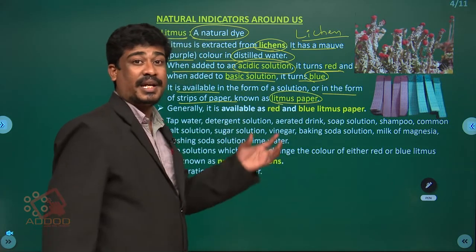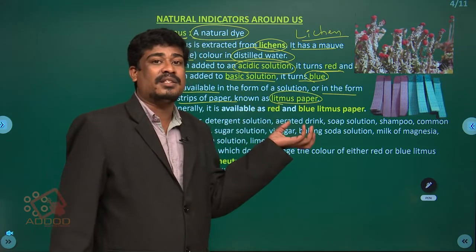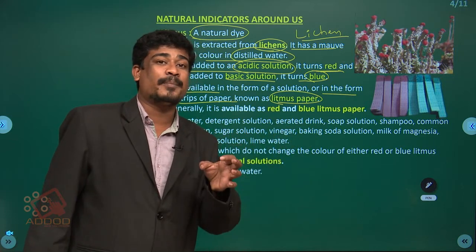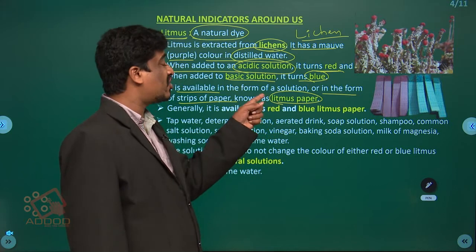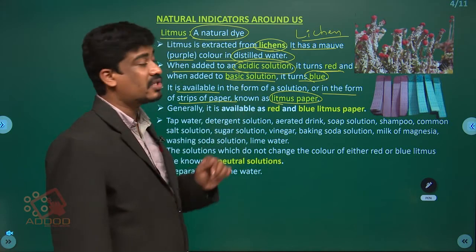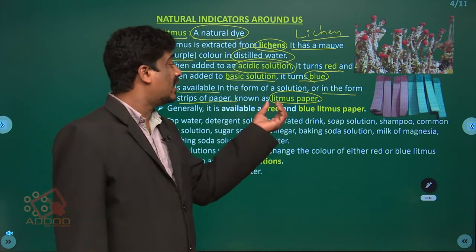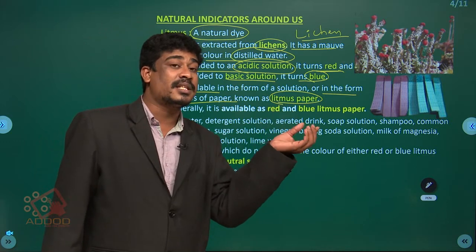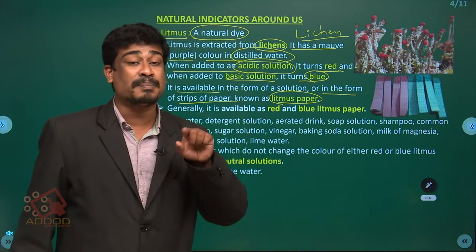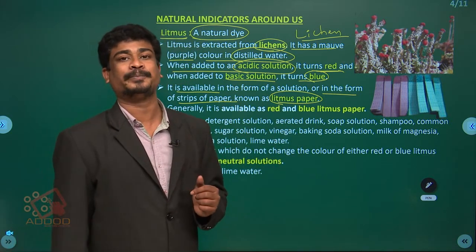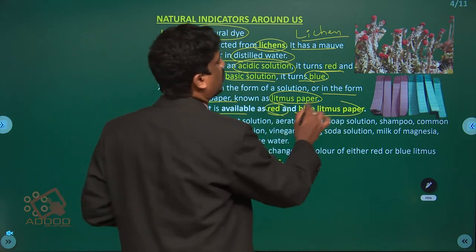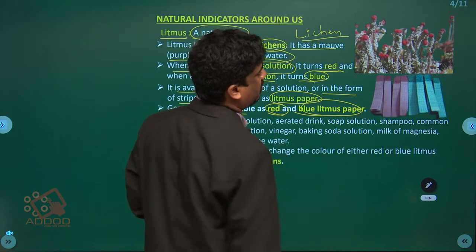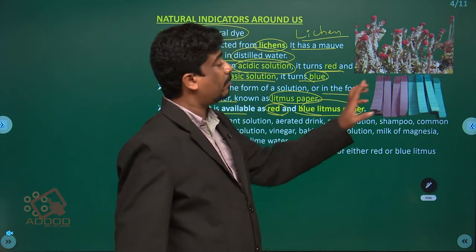The solution is made from the lichen plant, and we can make a solution as well as strips of paper. So what we call litmus paper comes from the lichen plant, which prepares it. Generally it is available as red and blue litmus paper. So, like this, red litmus paper, blue litmus paper.